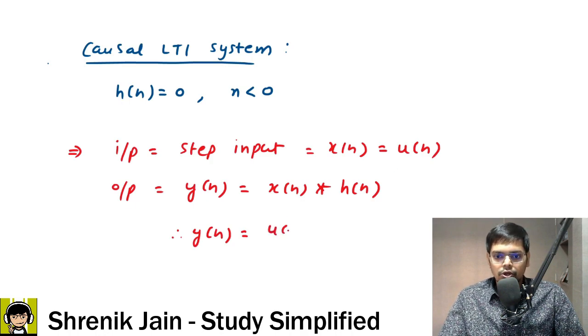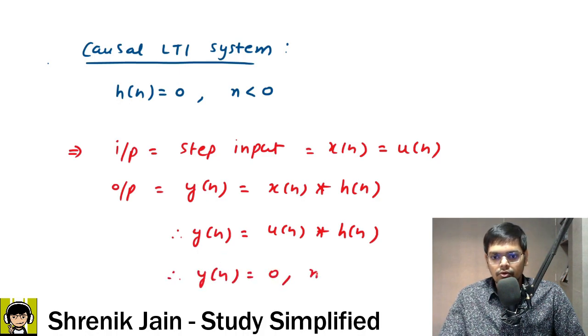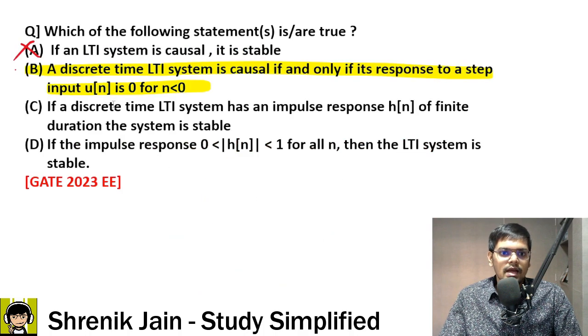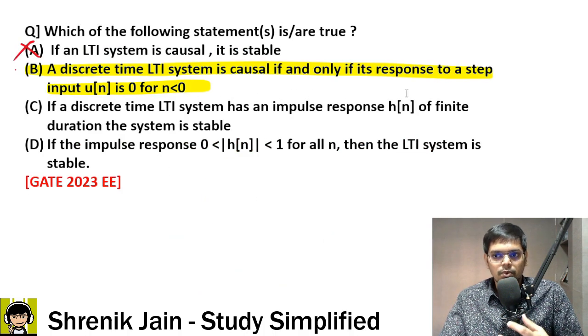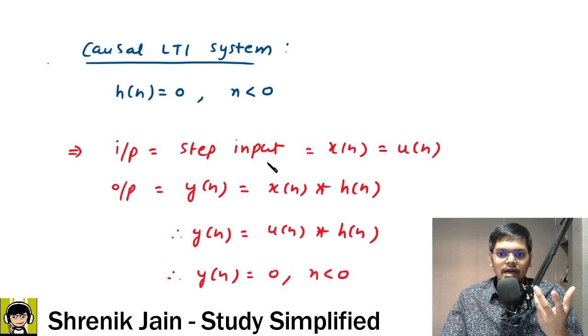So if I do the substitution, u of n convolved with h of n, and obviously u of n is 0 when n is less than 0, then the output is also 0 when n is less than 0 after doing the convolution also. Therefore we'll say that y of n is equal to 0 when n is less than 0. So they are saying that a discrete time LTI system is causal if and only if its response to a step input u of n is 0 for n less than 0. Makes sense. This is absolutely correct. We have proven that the input was u of n, we did the convolution, we got the output, so the output is 0 when n is less than 0. Why? Because this value is 0, 0 convolved with h of n, the answer would be 0 only.